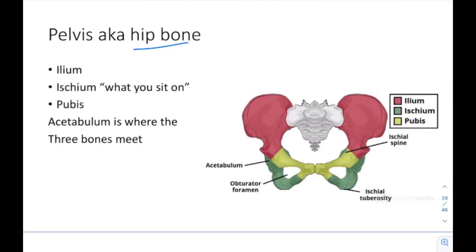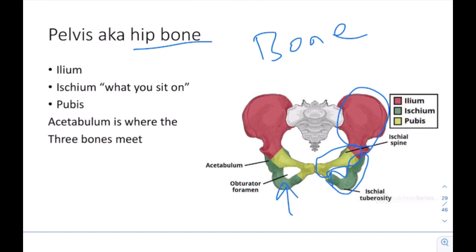Okay, so the pelvis or the hip bone, it's made up of 3 individual bones: the ilium, the pubis, and the ischium. So the bone that you sit on when you're sitting on the ground is actually the ischium. And then the acetabulum is where the 3 bones meet. So this right here is the acetabulum. It's also known as the socket.